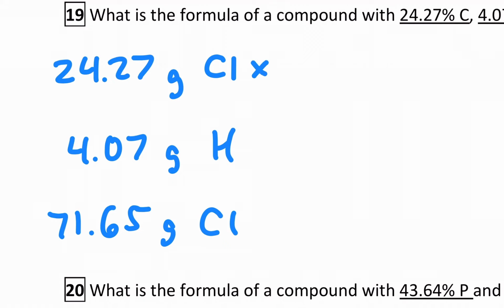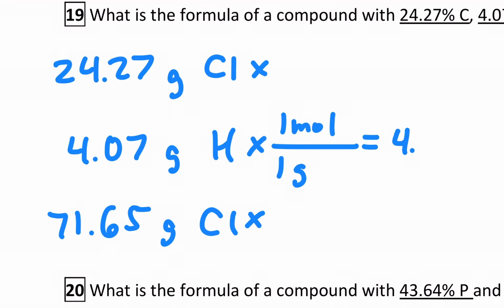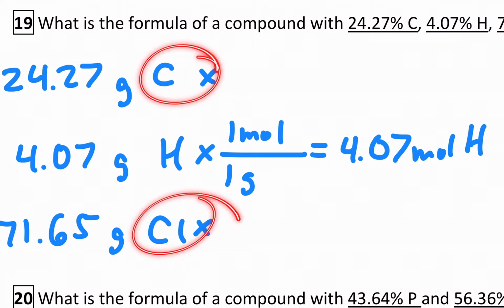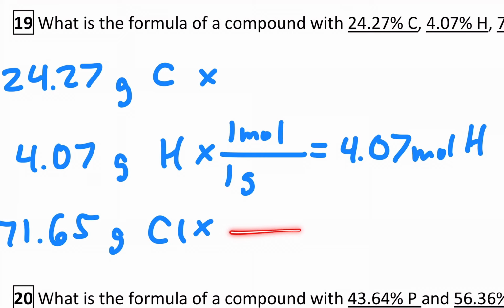Now I have to convert each of these into moles. So I'll do the hydrogen. There's 1 mole of H per 1 gram of H. So I get 4.07 moles of H. You can hit pause and do the carbon up there and the chlorine down there. Okay, let's see how you did.